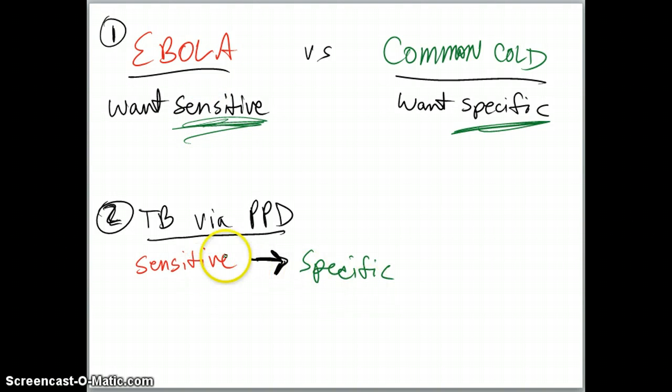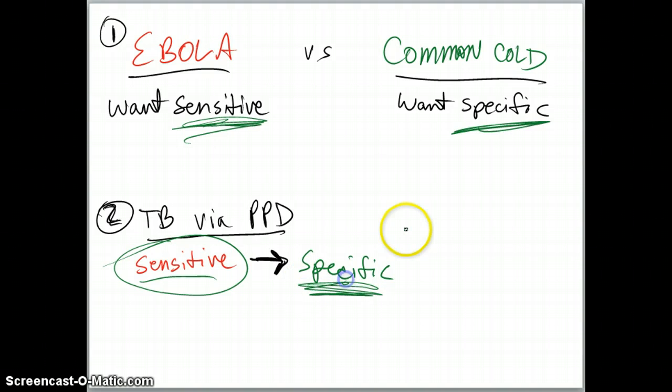Another example of this, you give a TB skin test. There's a lot of stuff that can make you have a false positive for that, so therefore it is a very sensitive test initially. Okay, then you take them and you give them a chest x-ray, and you get very specific because you're looking for specific things on the chest x-ray.